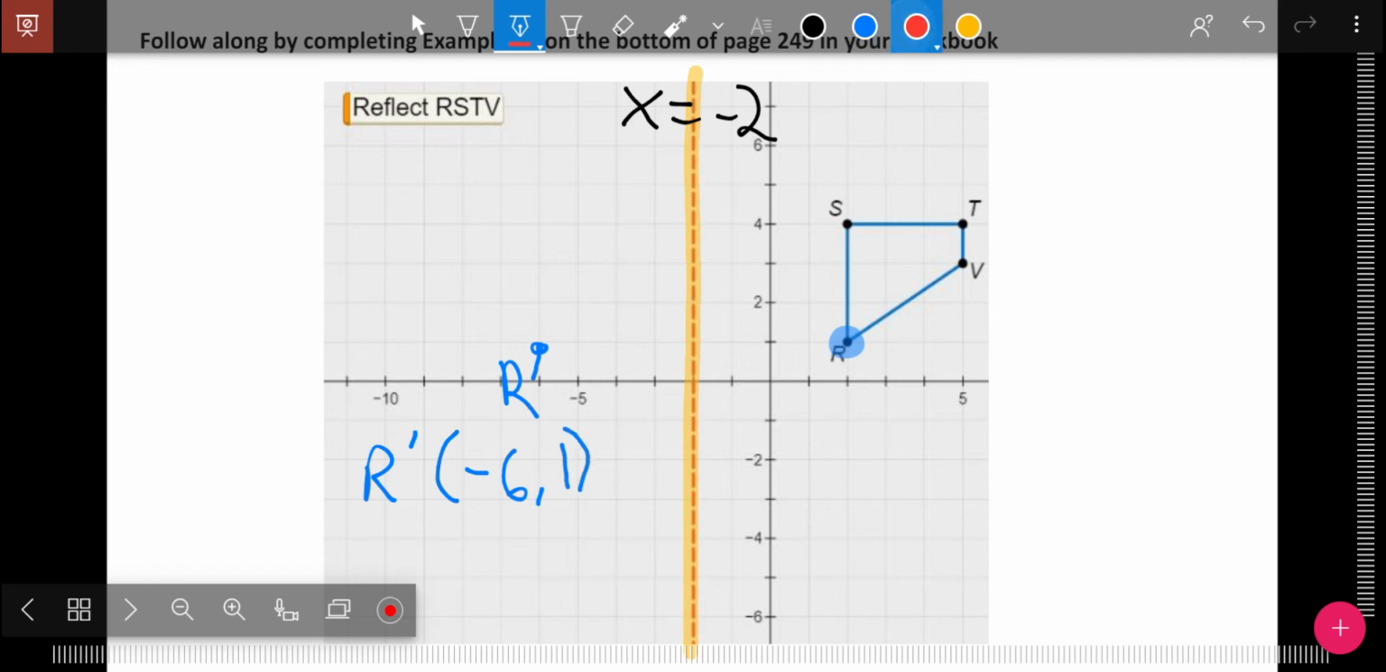I do the same thing for S. S is 4 to the right, so now I count 1, 2, 3, 4 to the left, and I have this point, which is now S image. Now that I've done those two, I can double check myself. R is 3 away from S, and here too, R image is 3 away from S image. So either I made the same mistake twice or I got it right. I want to assume I got it right, so I'm going to write down S image is -6, and that one is 4 high.